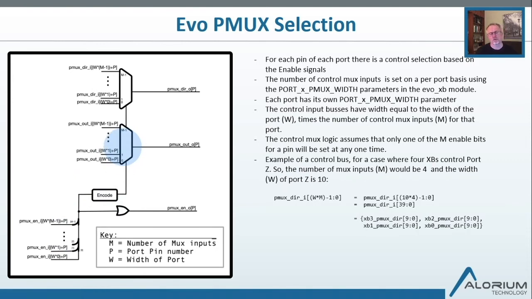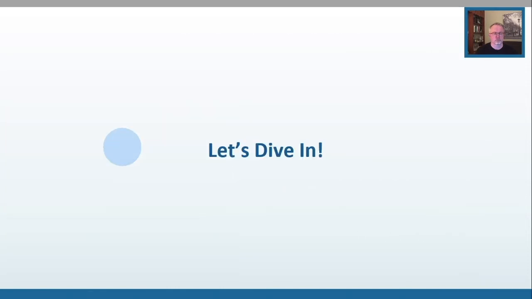What you want to be careful here is that this logic assumes that only one of those enables is active at a time, a 1 hot. So you'll want to make sure in your control logic that before you're going to change who's controlling a pin, you want to turn off all the enables first and then turn on the one that you need. So that kind of explains the architecture.